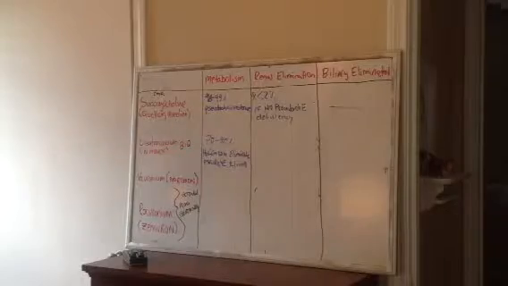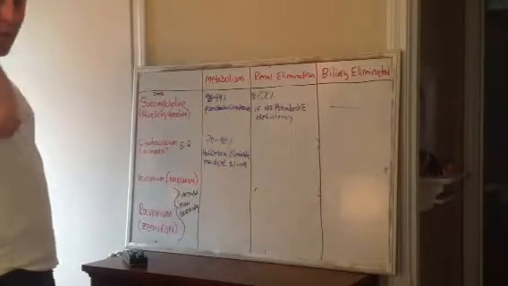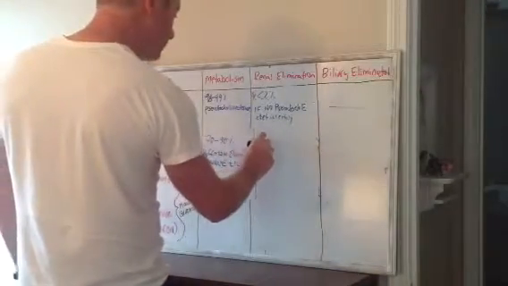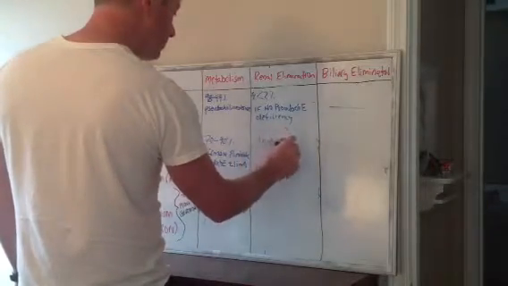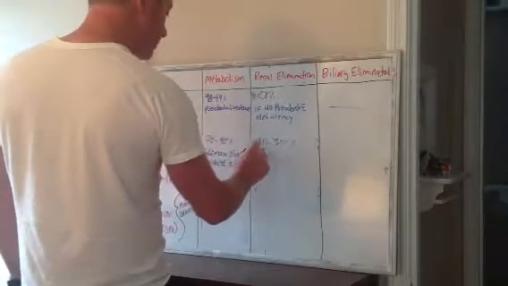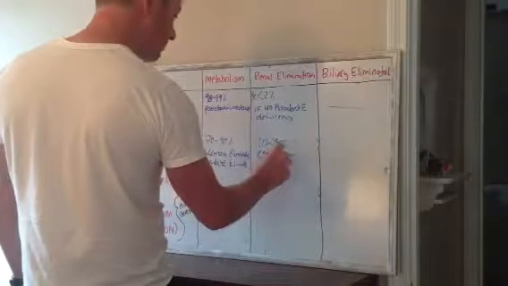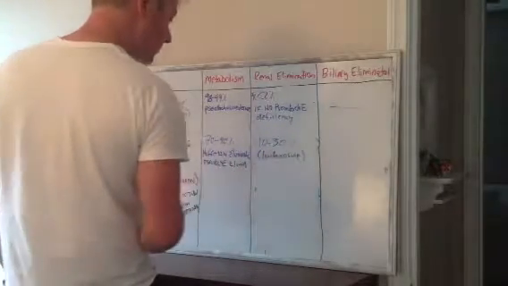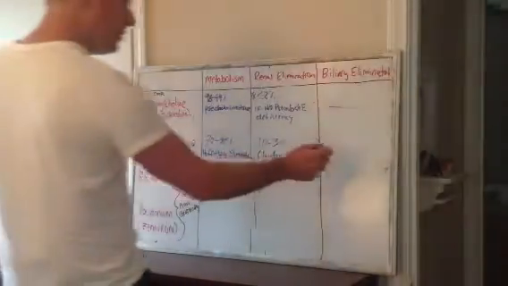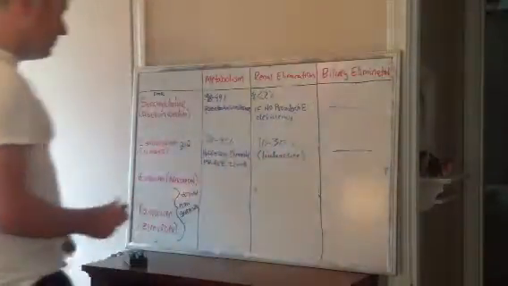So our renal elimination for cisatracurium is really low. It's about 10 to 30%. And the main metabolite there is called laudanosine. And we're going to have pretty much no biliary elimination.